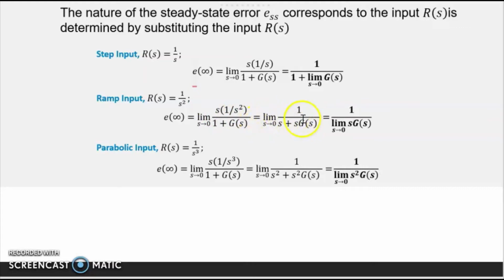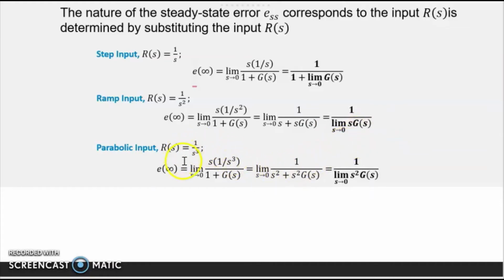So what you do is just expand it. Again, s approaches 0, meaning you just substitute s equals 0, and because of that you're leaving this form, whereby you're taking the limit with s approaching 0 for sG(s).